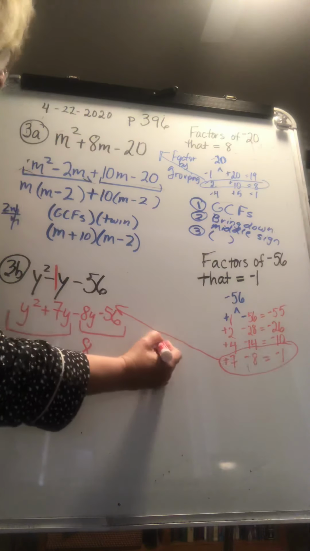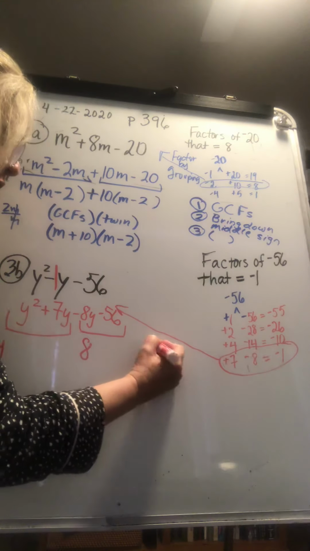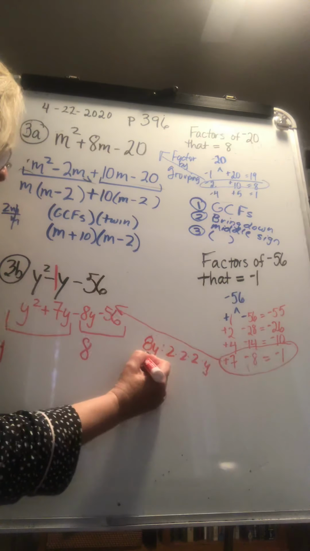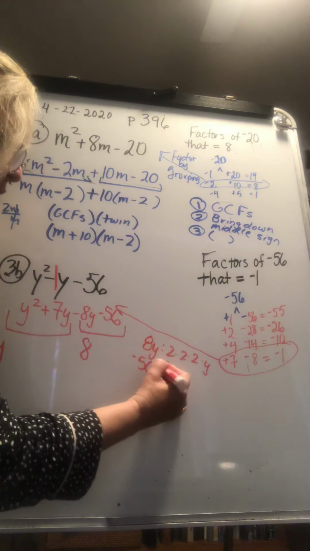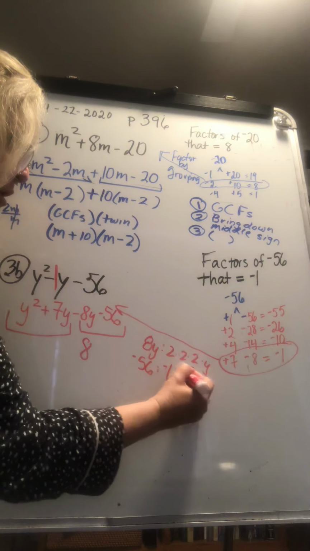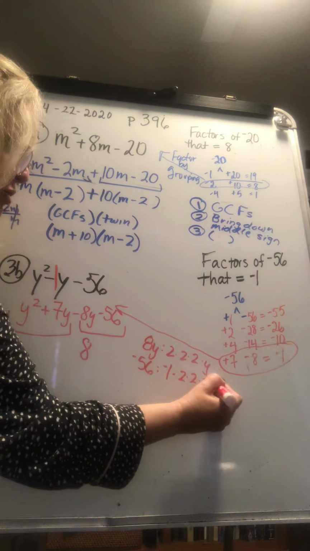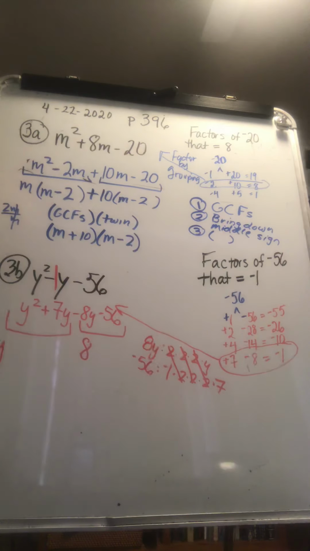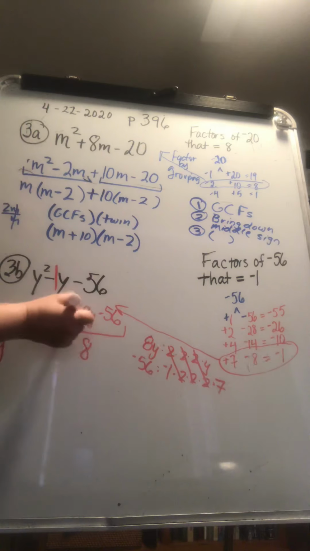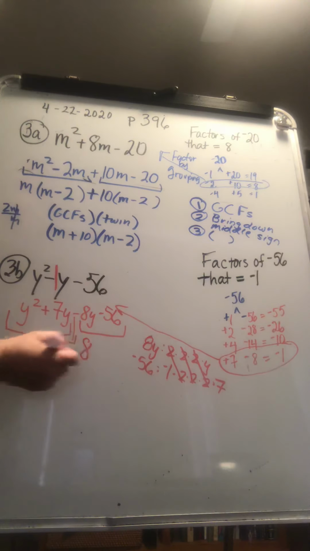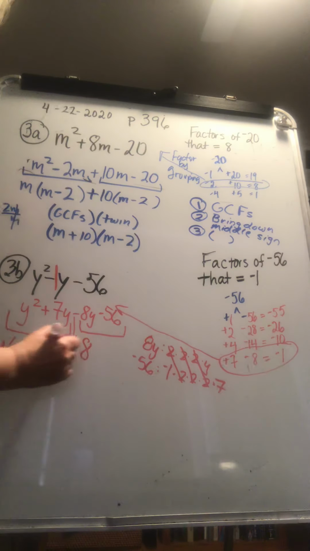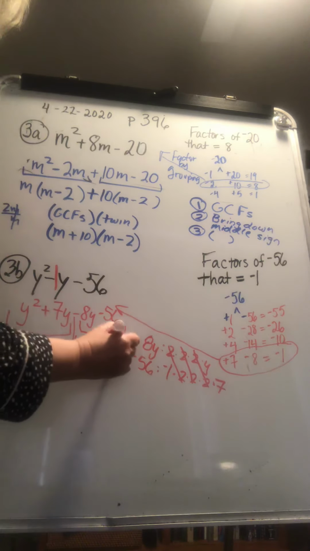Okay, you've got to go as big as you can. When I break down 8y, I have 2 times 2 times 2 times y. And when I break down negative 56, I have negative 1 times 2 times 2 times 2 times 7. And now I can see that they have the 8 in common. Okay, so now I'm going to bring down my middle sign. And I have y plus 7, and then y plus 7 again.